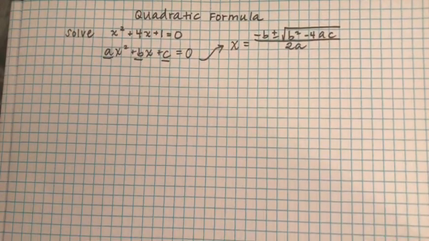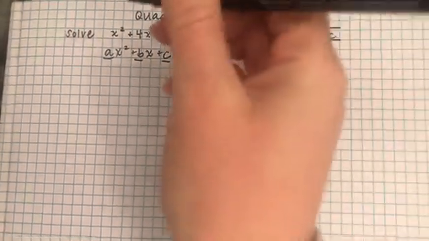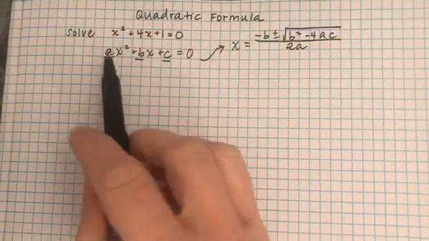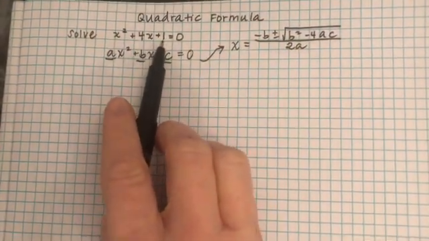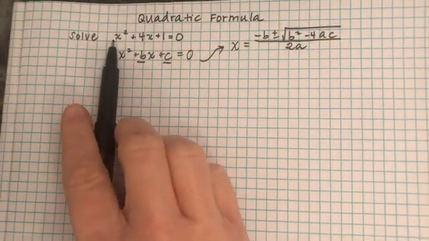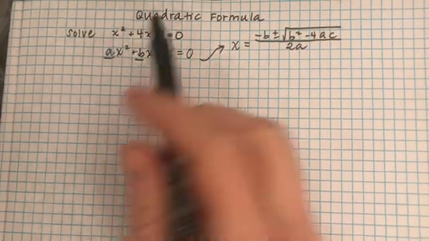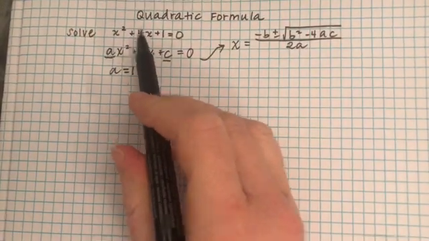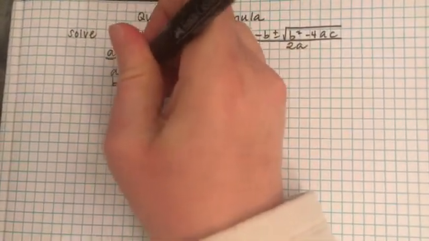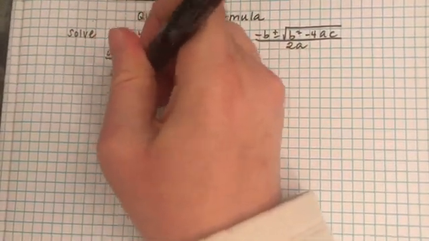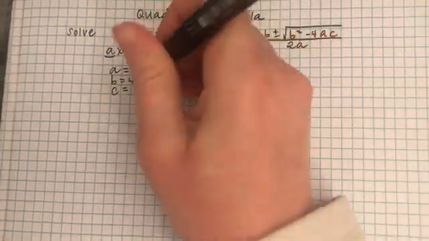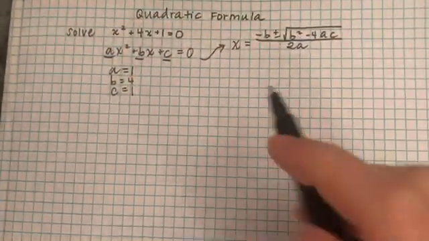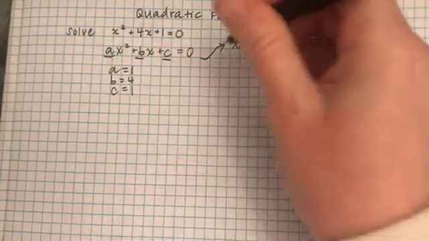So let's begin using this example. If I have x squared plus 4x plus 1, a would be the coefficient, or the number that's in front of x squared. So in this situation, a equals 1. B is 4 here. And c equals 1. So we'll replace everything into our formula, and then I'll show you how to calculate it.